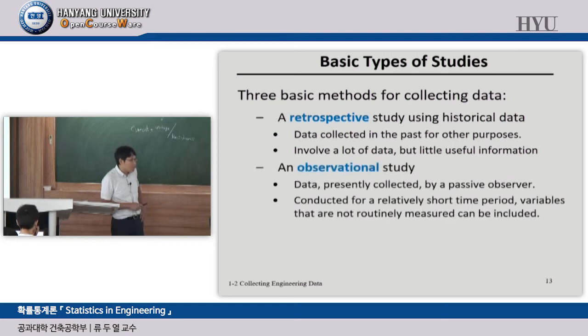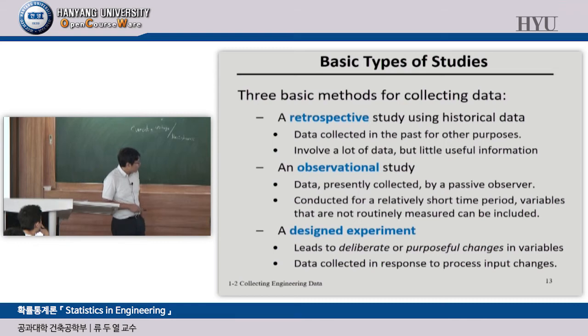And the second method is the observational study. In this case, we can obtain data which is presently collected by a passive observer, and it is conducted for a relatively short time period. Variables that are not routinely measured can be included. So the data points obtained from this method can be out of bounds regarding the subject of the experiment that we are currently interested in. That means we cannot use all the data from this method.